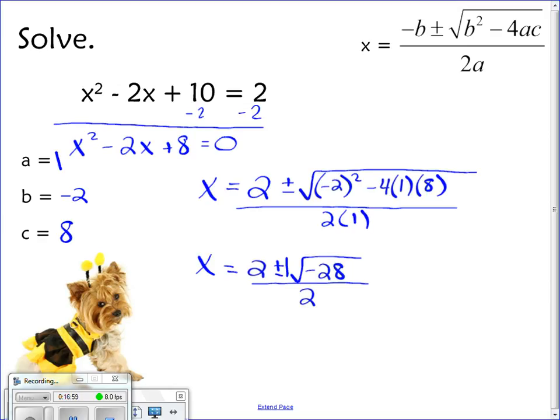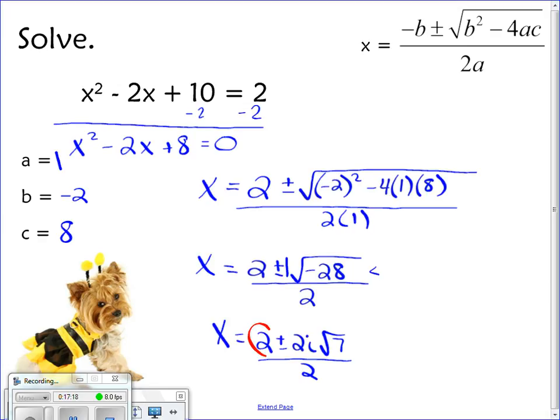All right, can I simplify this? Yeah. If I do a factor tree here, good. So 2 plus or minus, that'll be 2i radical 7 over 2. Now can you simplify them all?